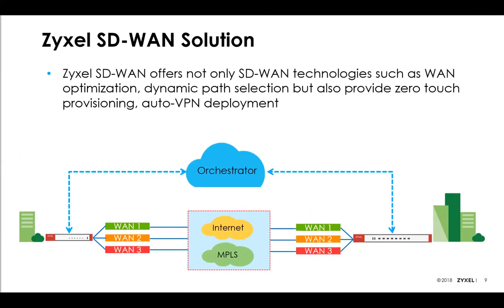So what Zyxel actually brings to play is what we call Nebula Orchestrator. Nebula Orchestrator is basically a side product, a product under the Nebula cloud product line. You're probably used to the Nebula Control Center. That's the single pane of glass where our switches and gateways are working under that software. Nebula Orchestrator is a cloud for SD-WAN solutions. So it offers not only the SD-WAN technologies themselves, such as the optimization for the WAN and the dynamic path selection capabilities, but also combines it with auto provisioning and auto VPN deployment functions. So it's kind of an all-in-one: both of those technologies that you saw before, all in the cloud, as well as that on-prem equipment. It's an all-in-one SD-WAN solution.